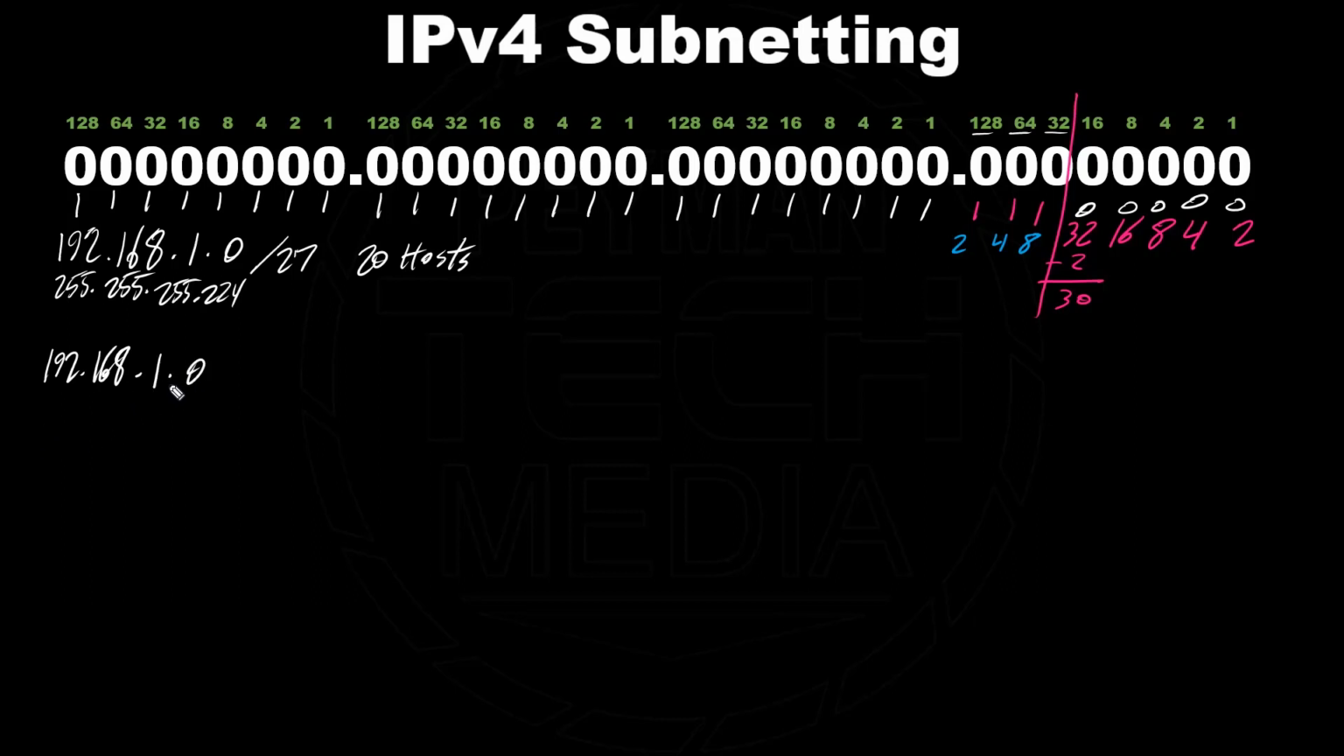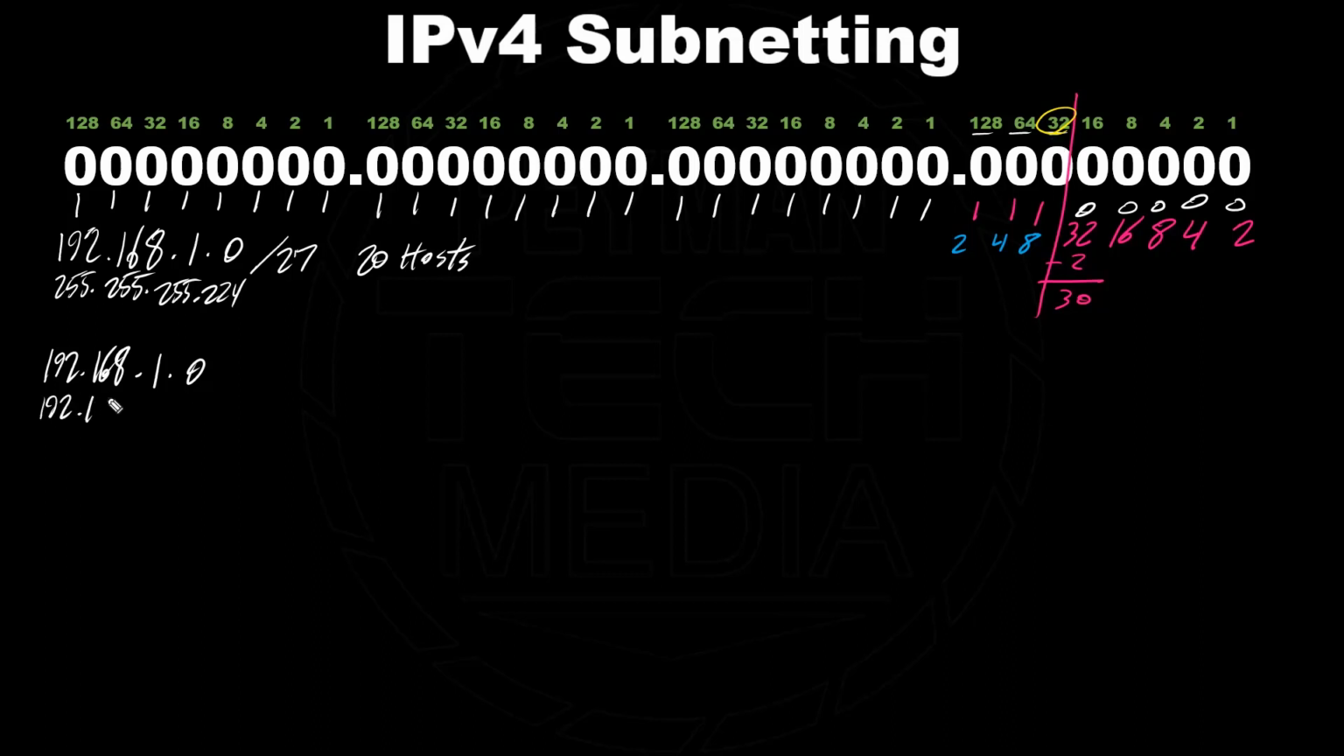192.168.1.0. What is the next subnet? What will be the increment? You guys remember earlier we talked about the last bit that is turned on. In this case, this is the last bit after we did the subnetting. So this is the last bit turned on. The decimal value is 32. So 32 is our network increment. So we are incrementing by 32 on the last octet.